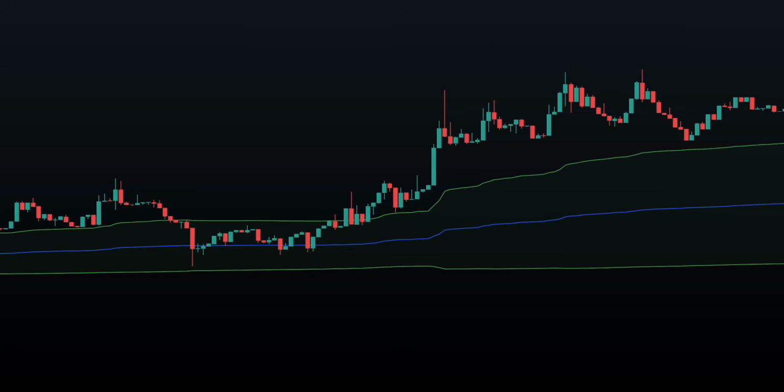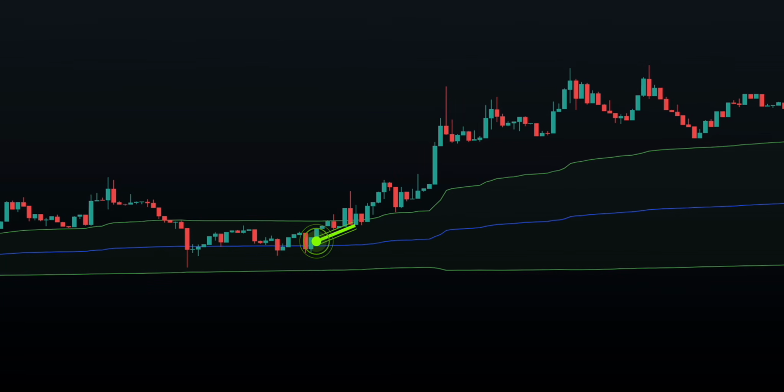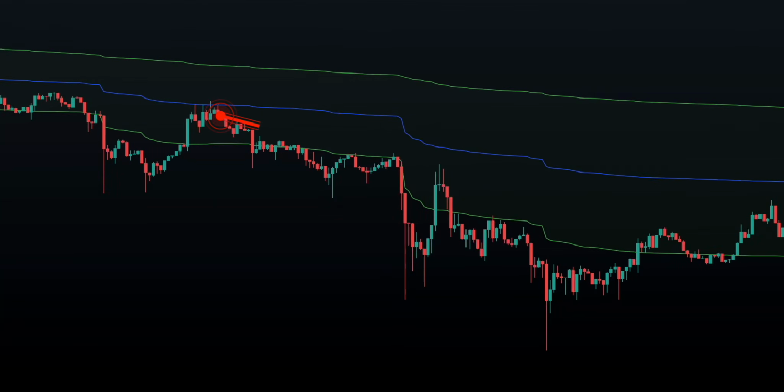The VWAP indicator is significant for the purposes of its use. It provides a context of the price trend depending on where the stock is trading in relation to the VWAP line. A stock trading above the VWAP as the line rises indicates an uptrend and, vice versa, a downtrend.